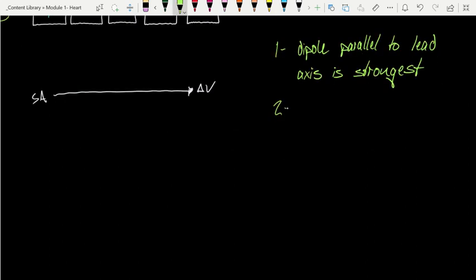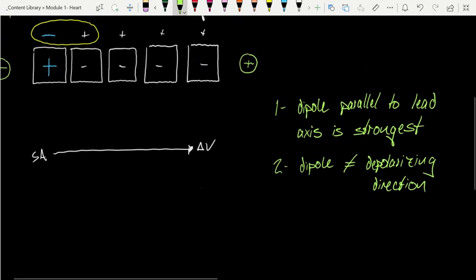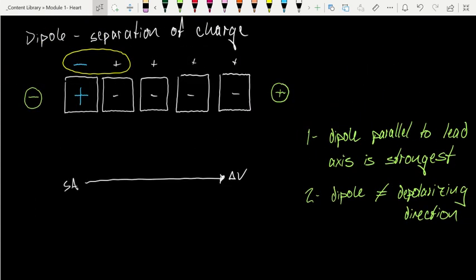Number 2, the dipole arrow won't always go in the direction of the depolarizing event. In other words, the dipole does not equal the depolarizing direction. And we'll show you why this is important. Let's come up and look at our example up here. The easiest way to think about this, let's again look at our dipole that we've circled up here, where the positive is next to the negative.